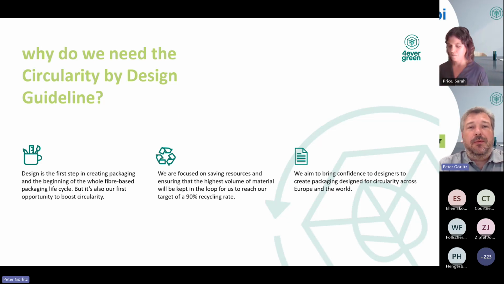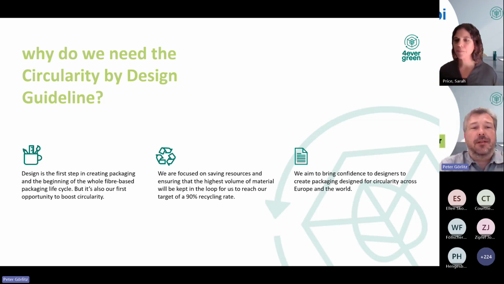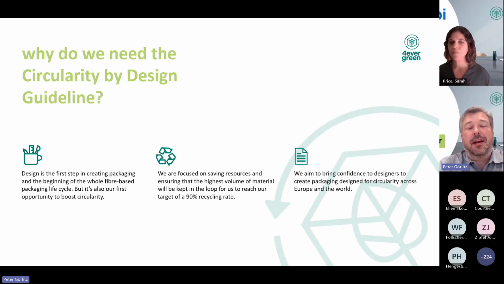As you already heard, we do have an ambition, and that ambition is that with our designs, we basically carry the recycling rate of fiber-based packaging to a level of even above. And we hope with the tools that we provide to you, in particular this design guideline and the assessment protocols, you will be able to improve the packaging.